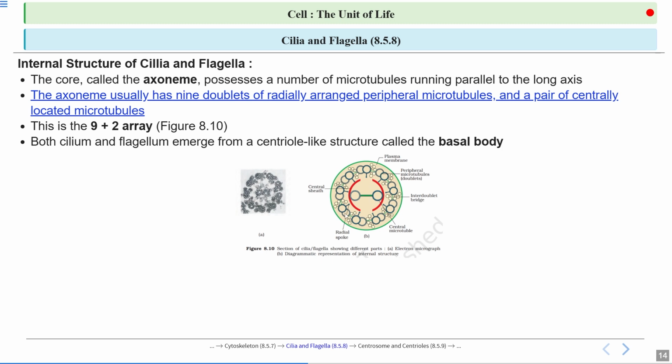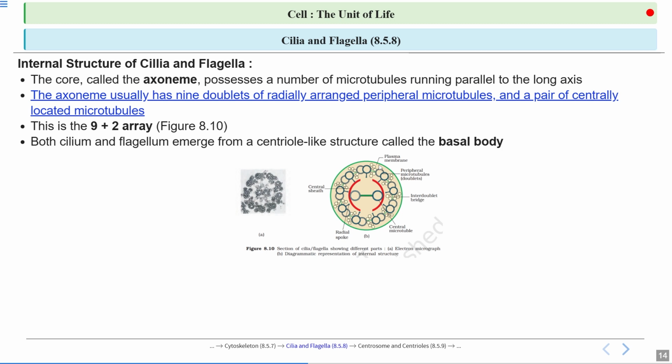These are 9 doublets of the microtubules. These are peripheral microtubules and they are doublets, they are in pairs, and in total there are 9. If you count, they will be 9. So there are 9 peripheral doublet microtubules and 2 central microtubules. This is known as the 9+2 arrangement and this is the axoneme. They have labeled here also: this is the central microtubule, these are the peripheral microtubules which are doublets, and this is the plasma membrane.